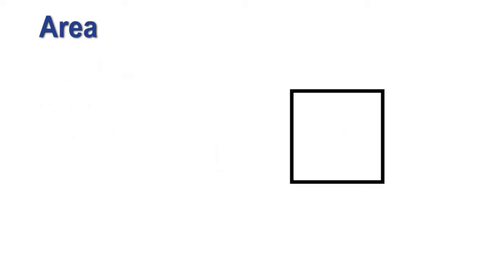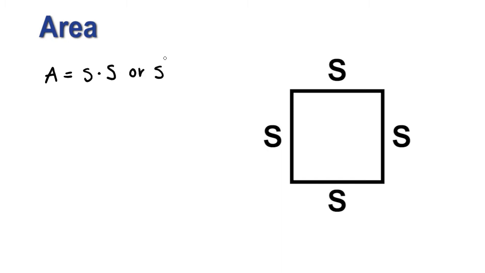This is a square. A square is a special type of rectangle where the lengths of all 4 sides are equal. The formula for the area of a square is S, where S is the length of a side, times S, or S squared. And S is used instead of an L and W because using different variables implies that the lengths and widths are different, whereas using a single variable S implies that the lengths are the same.